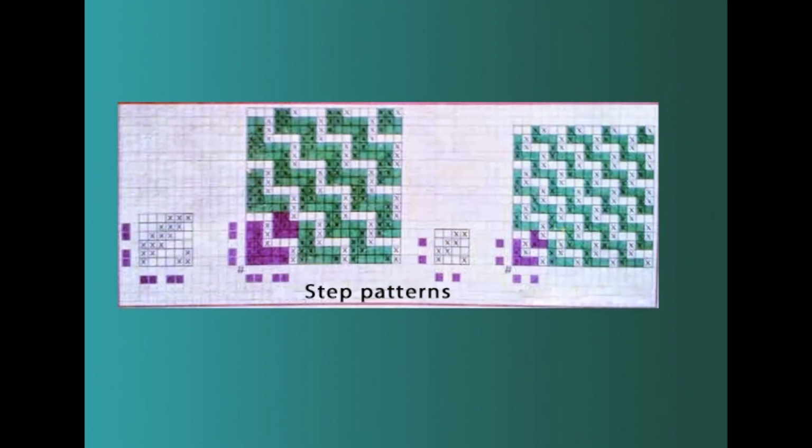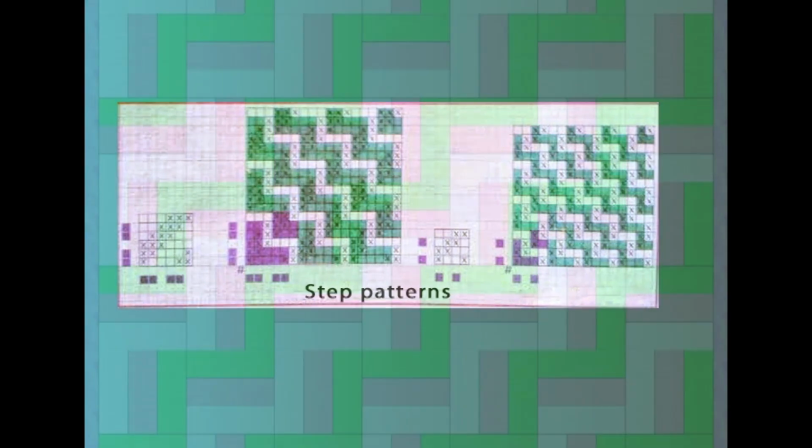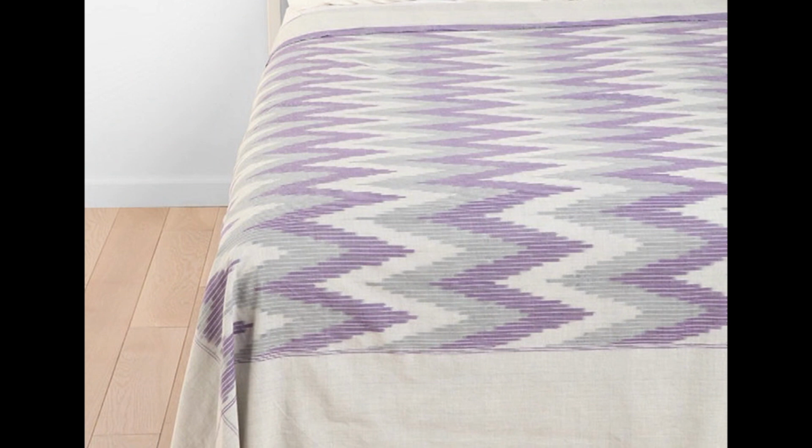Then coming to the step patterns, these patterns produce zigzag lines of color that run diagonally by uniting the vertical and also horizontal lines. An ordinary even twill with equal warp and weft can be utilized for getting these particular effects.